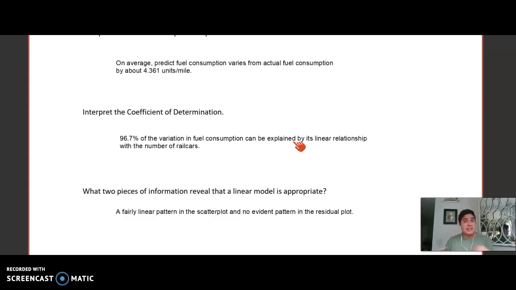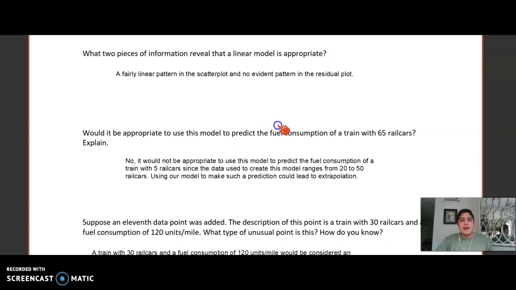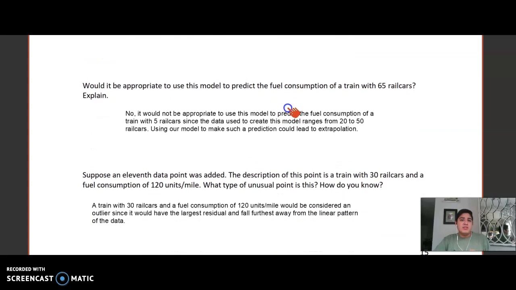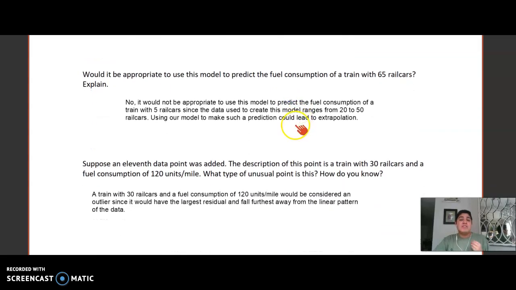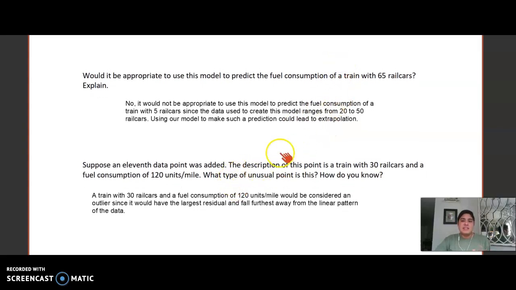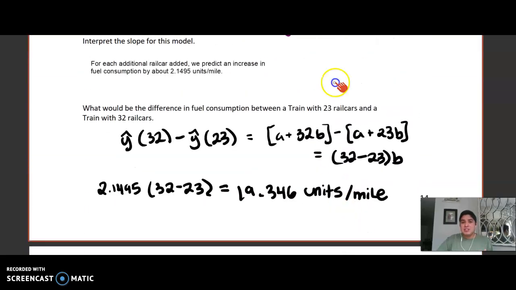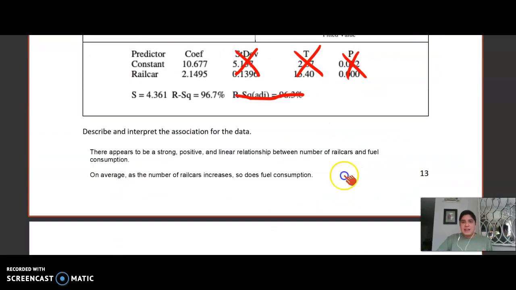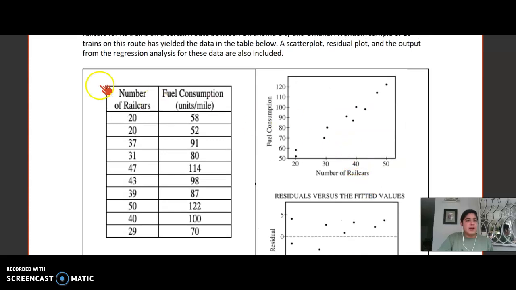I forgot my context of the number of rail cars and fuel consumption. All right. Would it be appropriate to use this model to predict the fuel consumption of a train with 65 rail cars? And lastly, here's another unusual point, 30 and 120. So I'm actually going to go back to the graphs here, just so we can analyze this information. So I know I have an unusual point here at 30 and 120, so that's my added point, and then I'm looking here at 65.